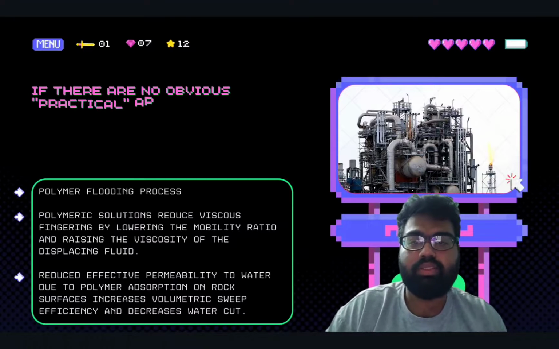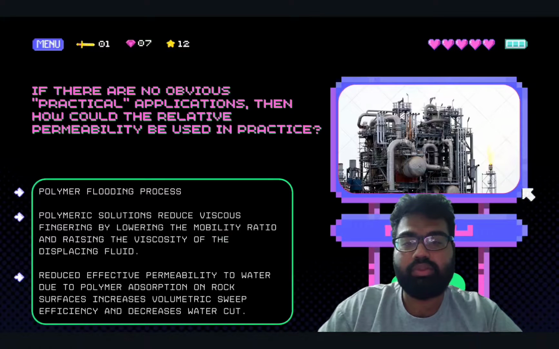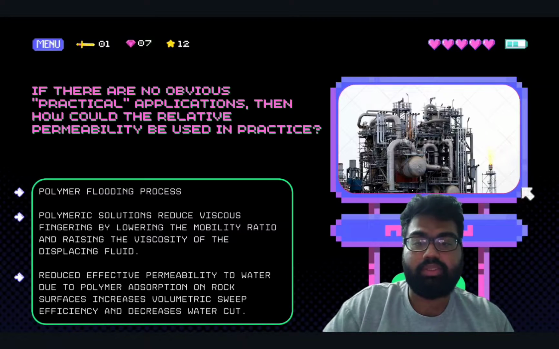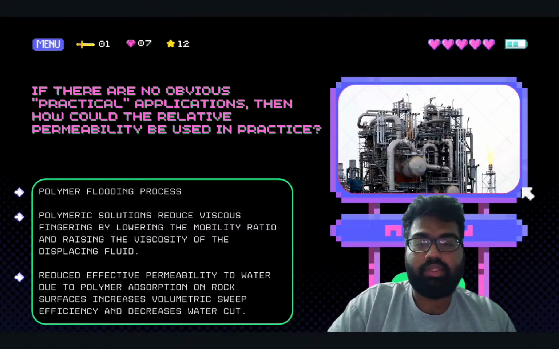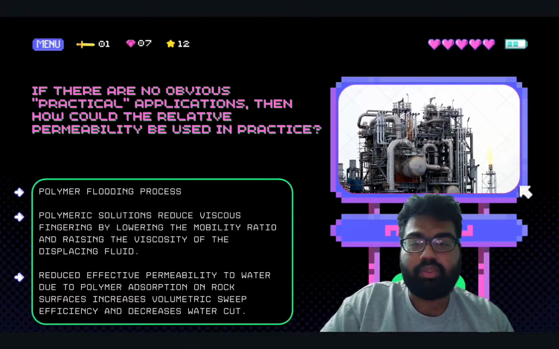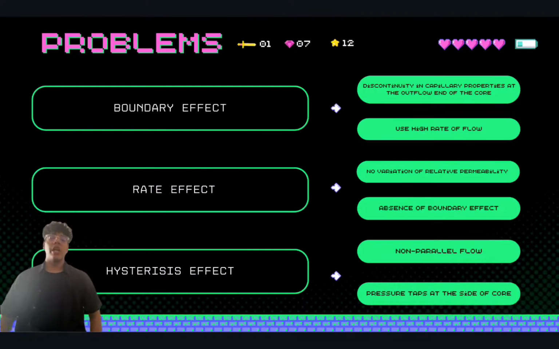The next part is about how relative permeability will be used in practice when there's no obvious application. Well, there's another technique called the polymer flooding process. Polymeric solution reduces viscous fingering by lowering the mobility ratio and raising the viscosity of the displacing fluid. Thus, it reduces effective permeability to water due to polymer absorption on rock surfaces, increases the volumetric sweep efficiency and decreases the water cut.